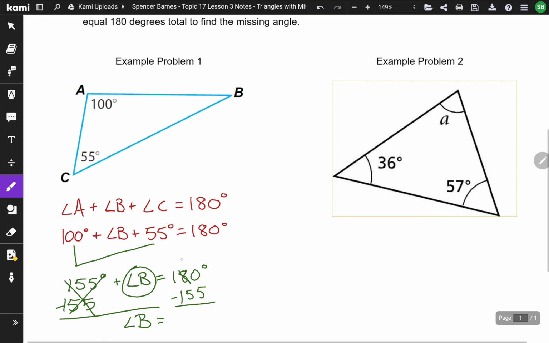So can't do 0 minus 5, got to borrow. 10 minus 5 is 5. 7 minus 5 is 2. 1 minus 1 is nothing. So angle B has to be 25 degrees. Okay, so again, just using that knowledge we have about what makes a triangle, we can use it to find missing information. So take a moment, try to do example number 2 on your own, and then check with the video to see how you did.